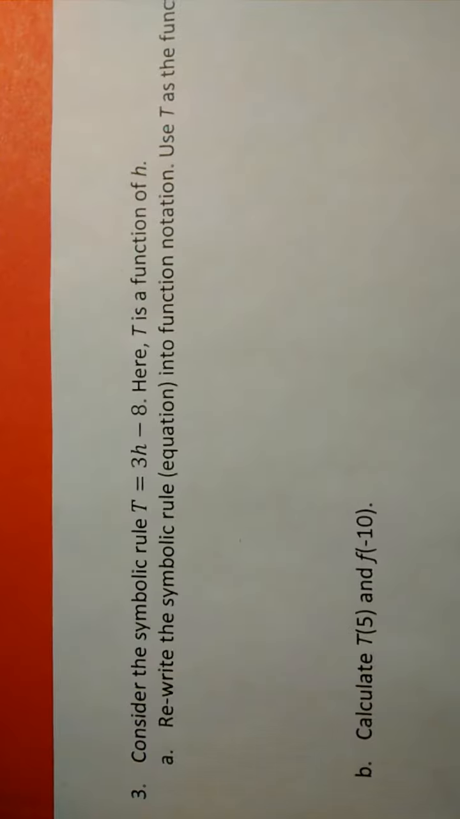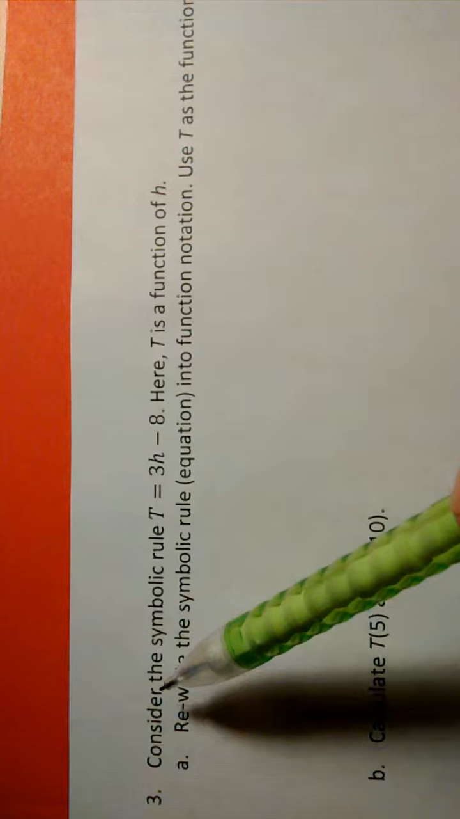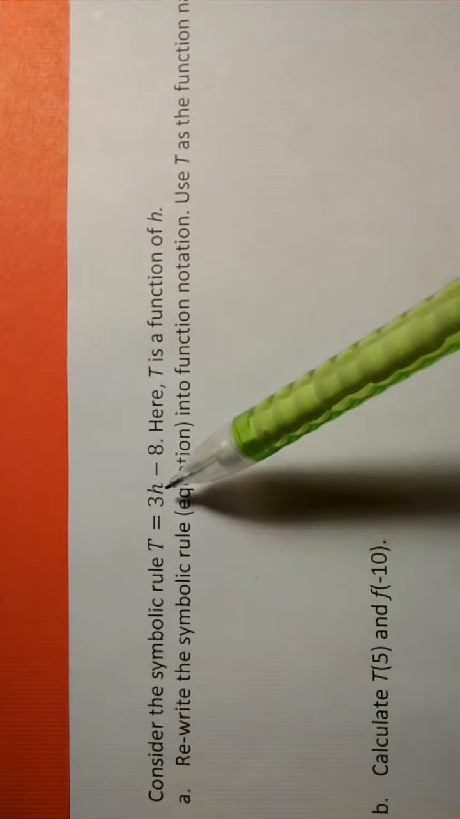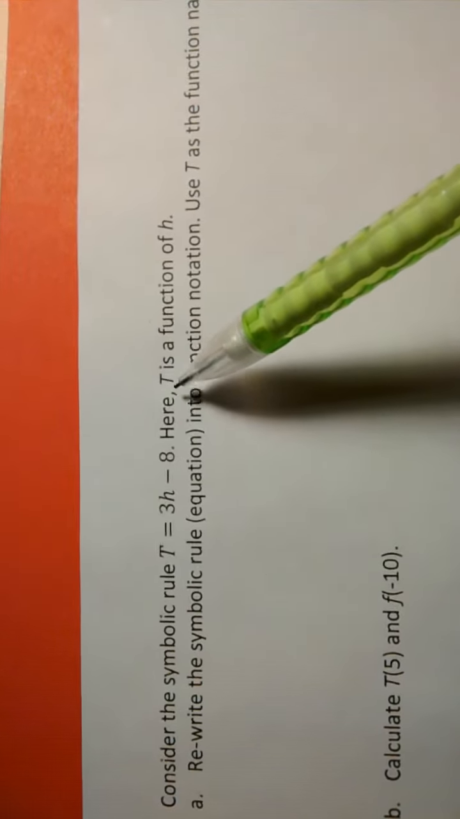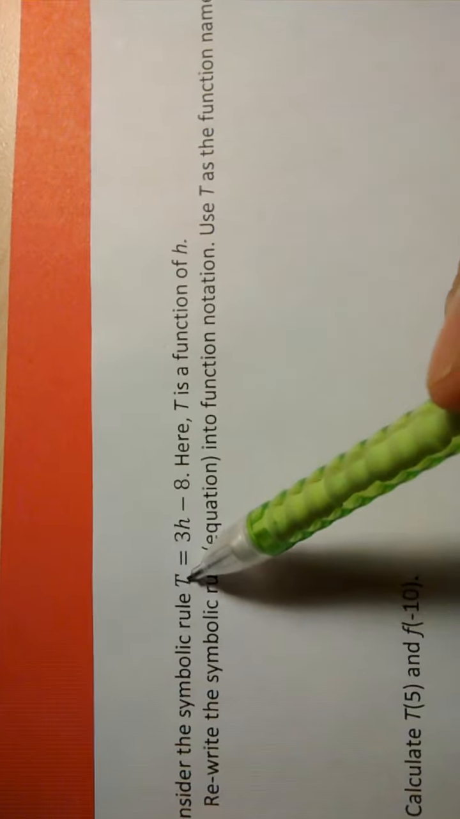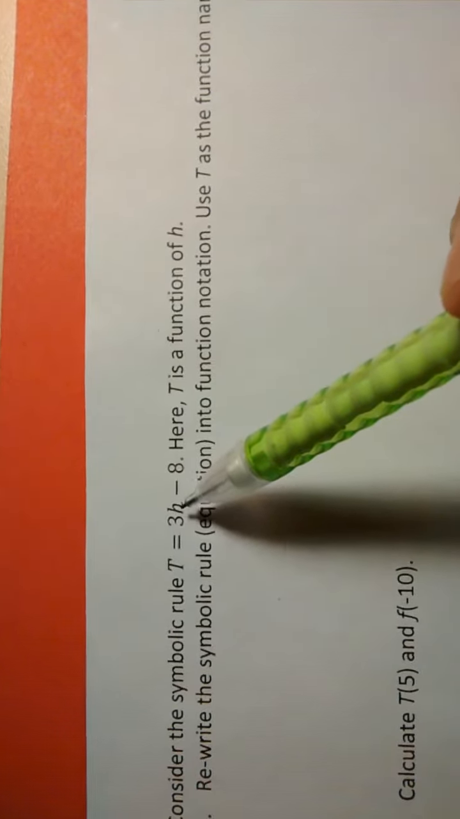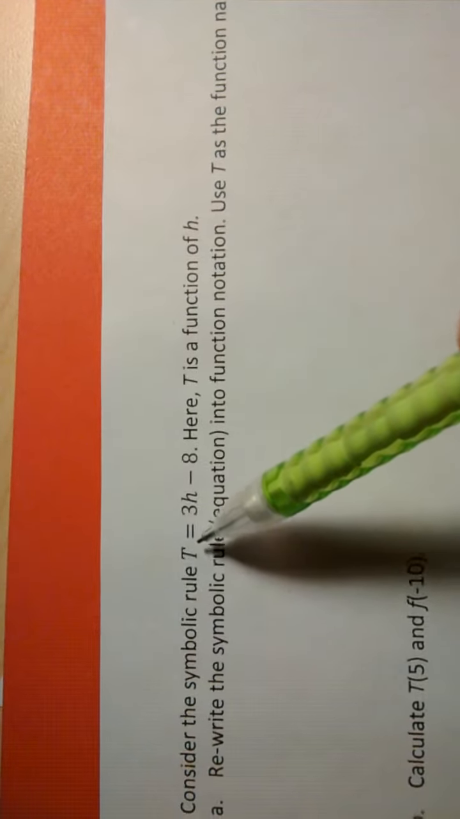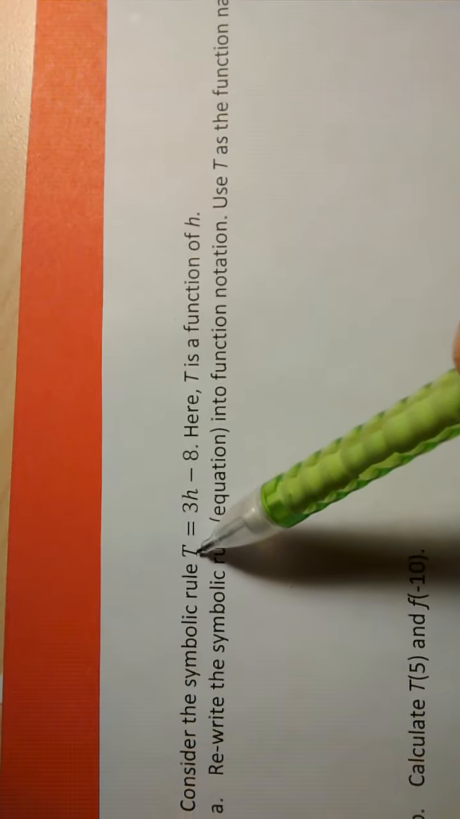Let's look at another example here of function notation. Let's read. Consider the symbolic rule t equals 3h minus 8. Here, t is a function of h, so I should verify that for you, that t is a function of h. In other words, each input value has one and only one output value assigned to it.